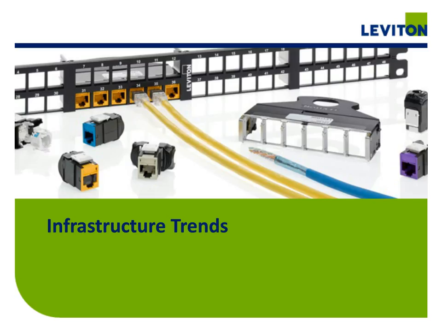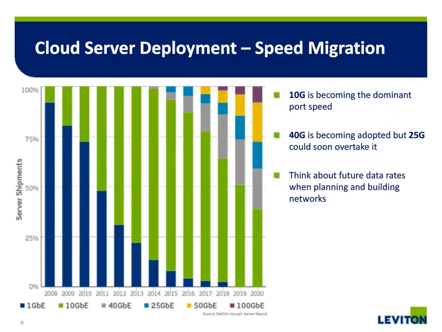Looking at infrastructure trends from a design standpoint, this chart shows cloud server deployment. And when we say cloud, you can think of this as data center, as opposed to the enterprise. So as early as 2008, it was primarily 1 gig in your data center with a little bit of 10 gig. Looking ahead to 2017, 18, 19, 20, you're seeing a predominant use of 10 gig with some 40, 25, and higher data ports. So anything higher than 40G is going to be fiber, but what we can see is a clear trend towards the higher bandwidth speeds in the data center, looking at 25 and 40 gig.